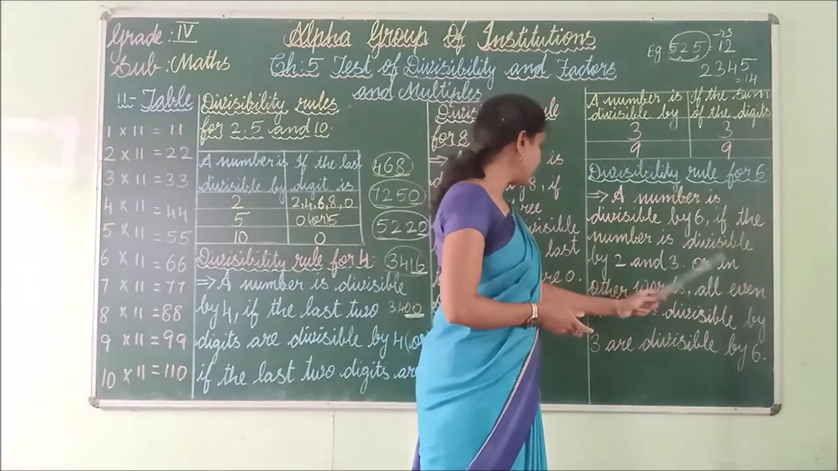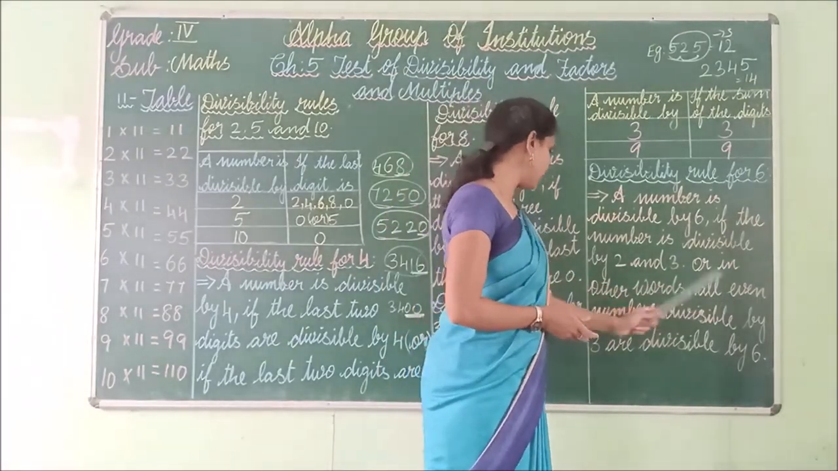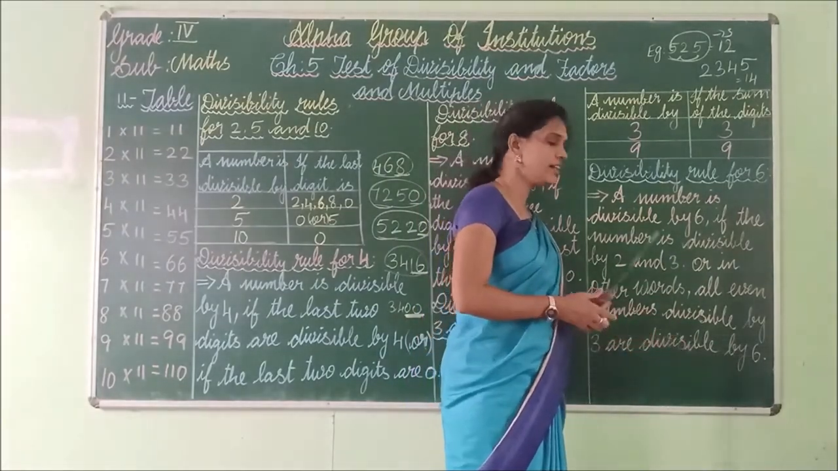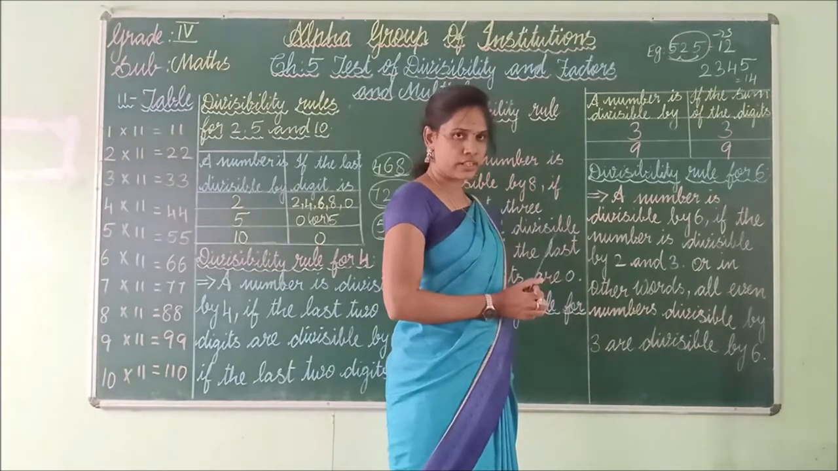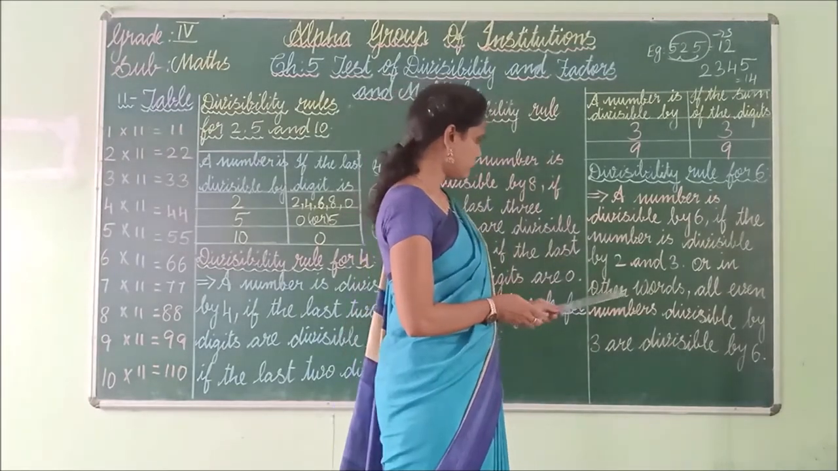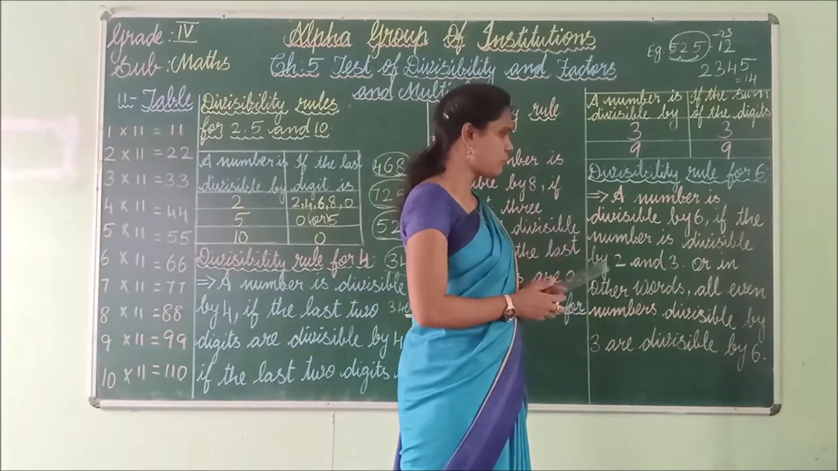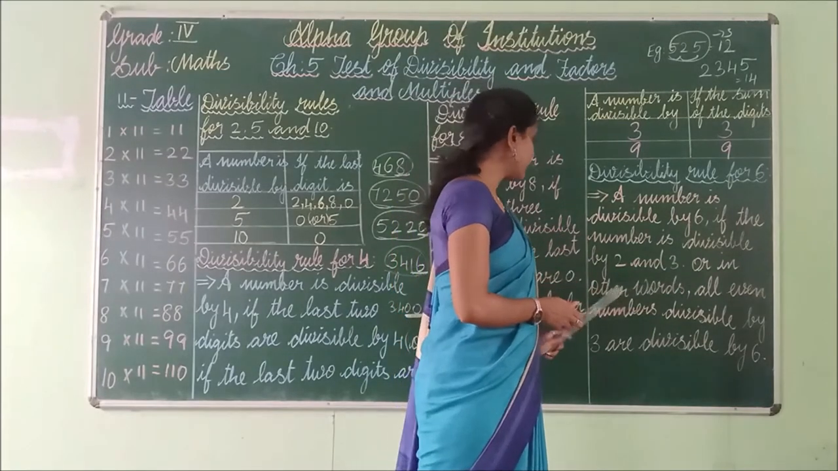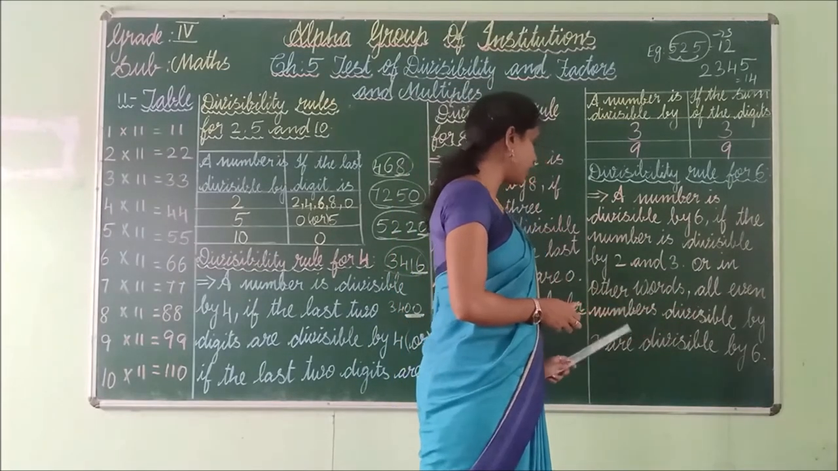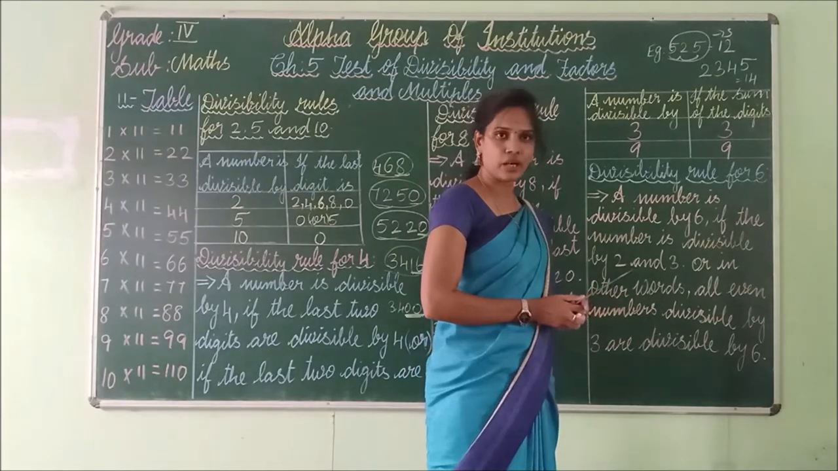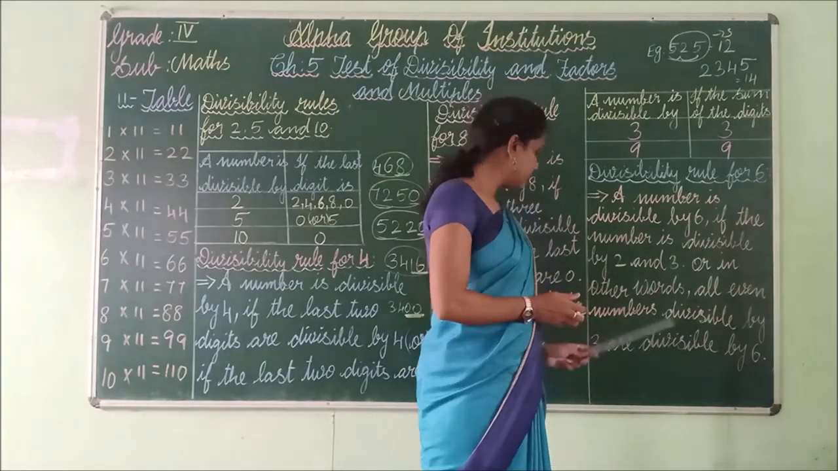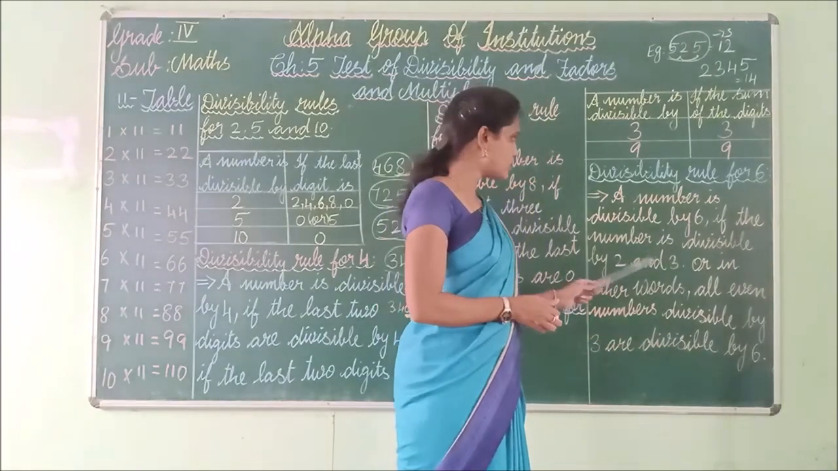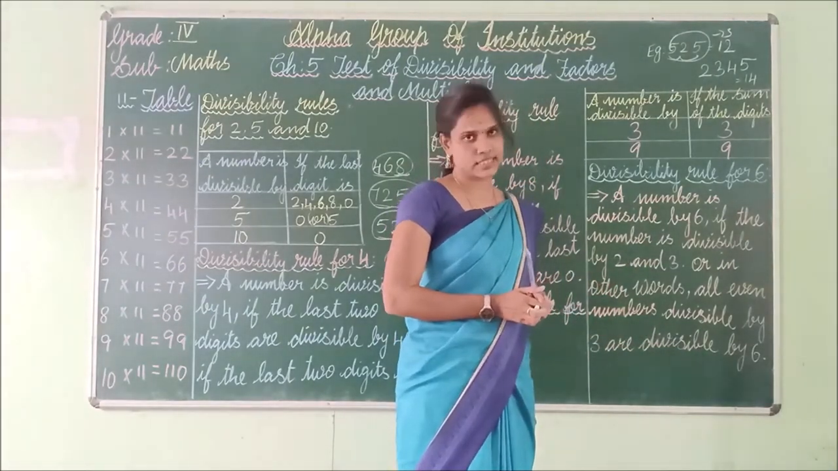Or in other words, all even numbers divisible by 3 are divisible by 6. So the number should come in the 2 table and 3 table, or one more method is, in other words, all even numbers divisible by 3 are divisible by 6. This is the rule for 6.